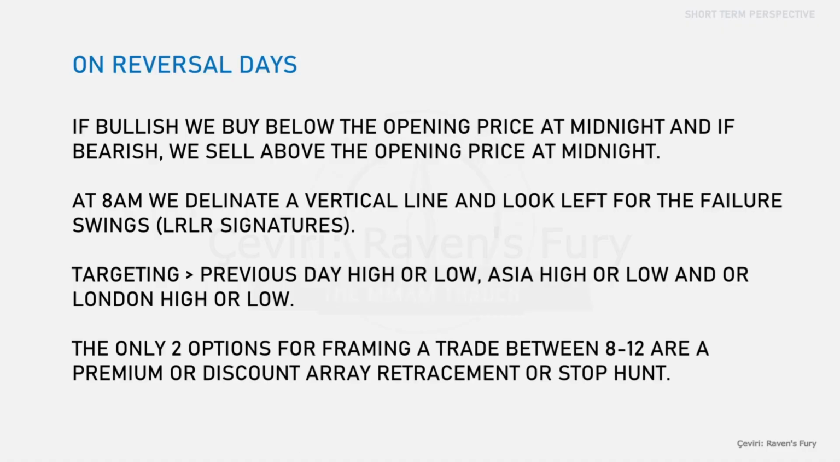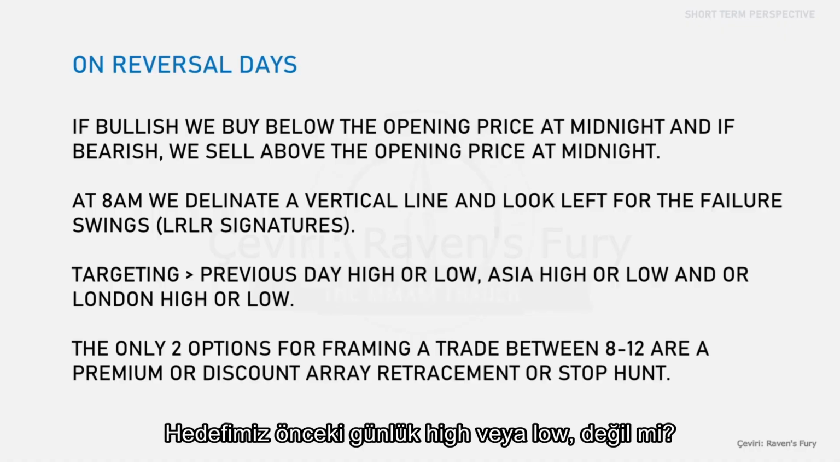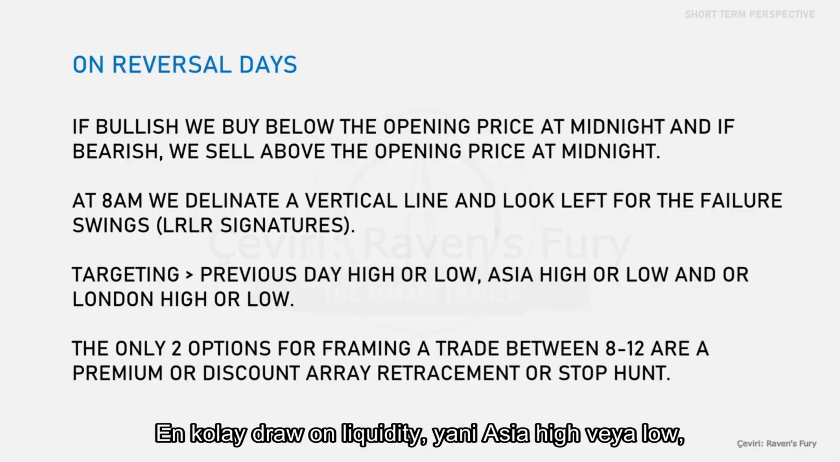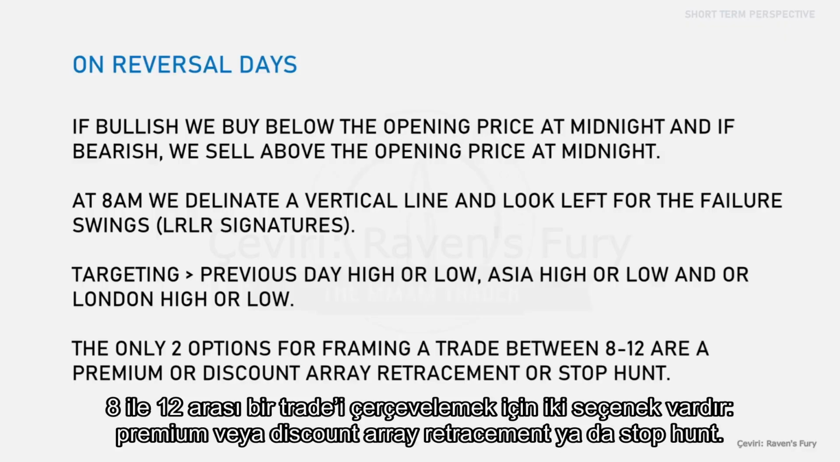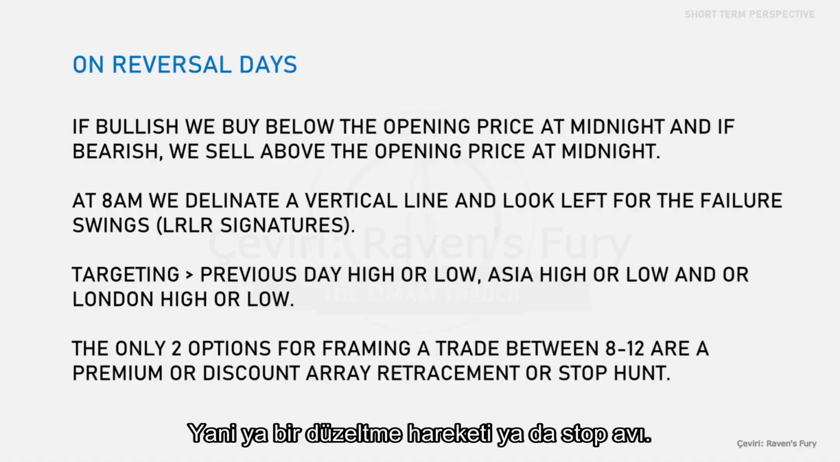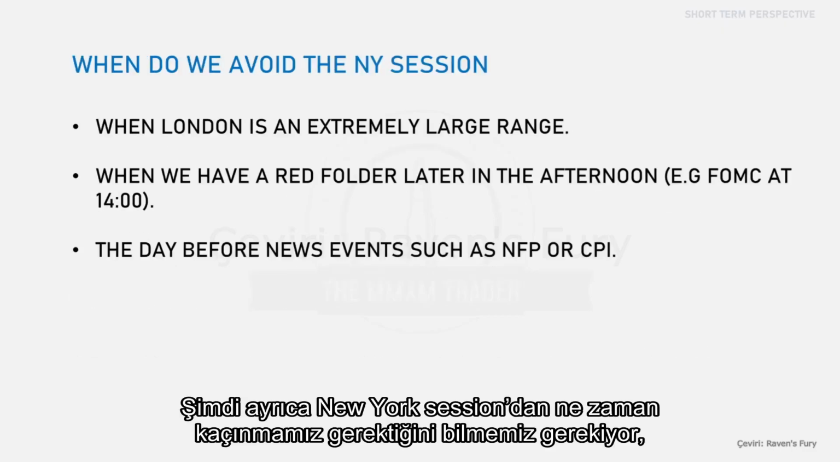Now, what are we targeting? We're going to be targeting previous daily high or low, right? The easiest draw on liquidity, Asia high or low, or London high or low. The only two options for framing a trade between 8 and 12 are premium and or discount array retracements or a stop hunt. So now we also need to know when to avoid New York session, right?